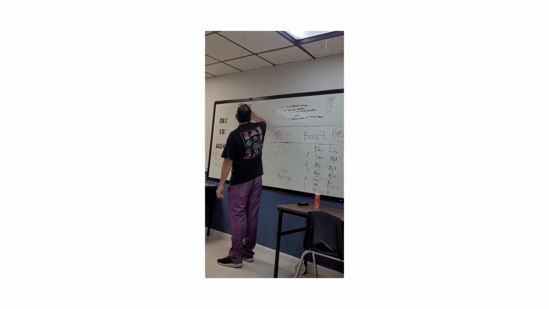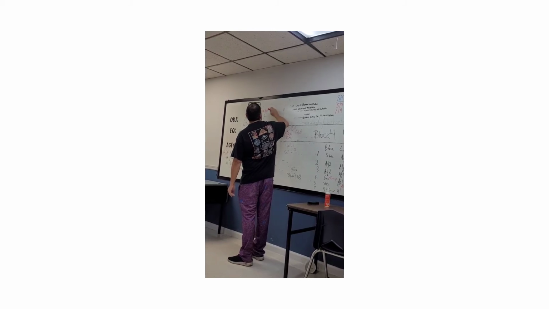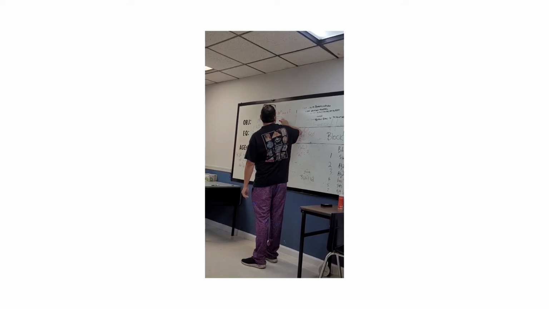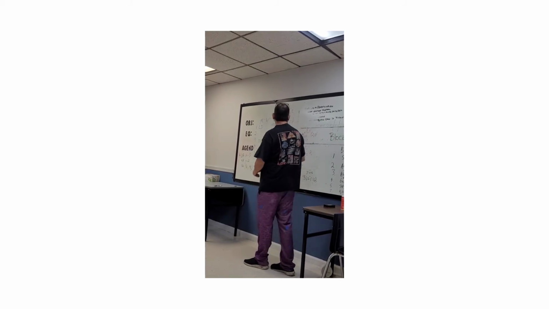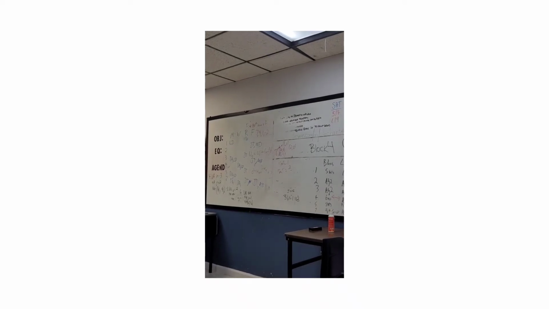So find the 100th term of 7, 4, 1, negative 2, dot dot dot. Plug in n, and that'll give you 100.